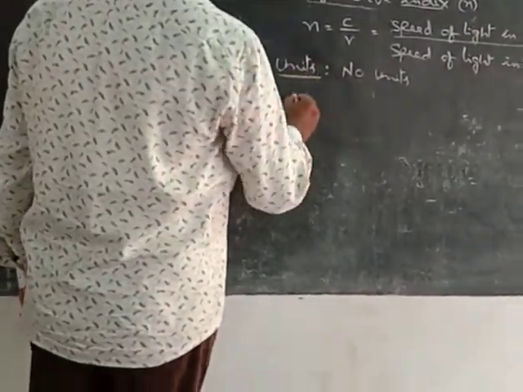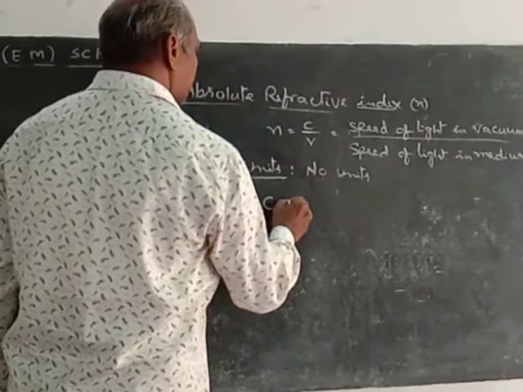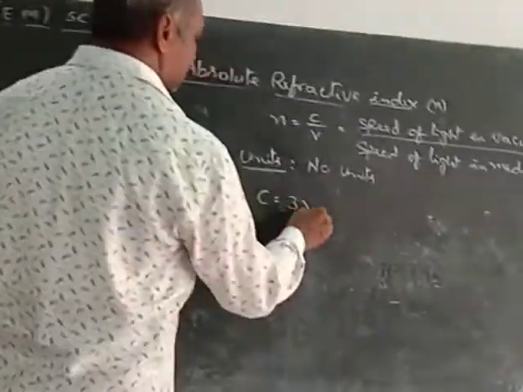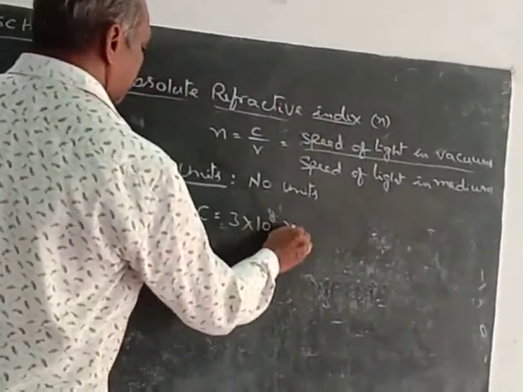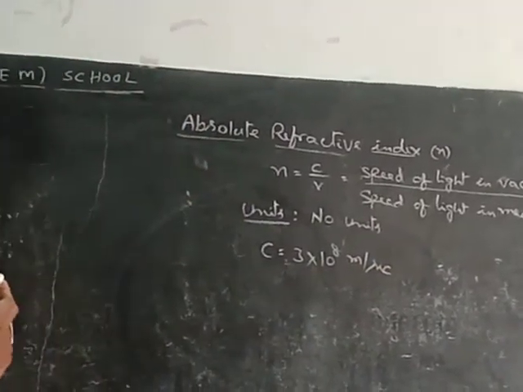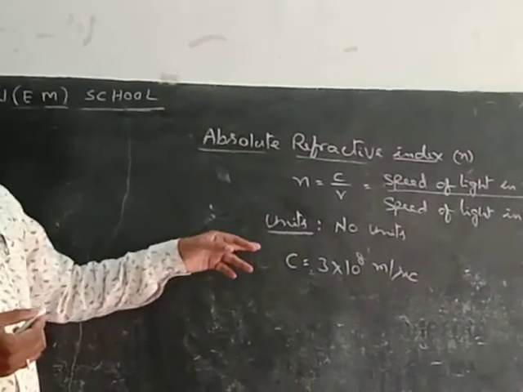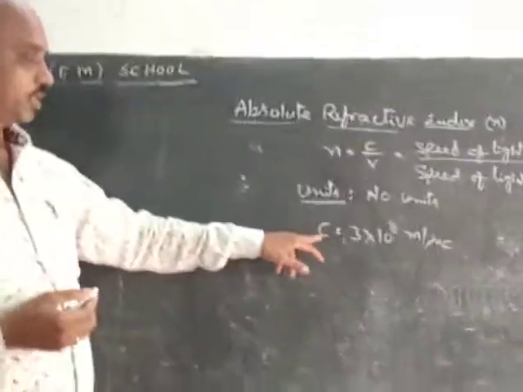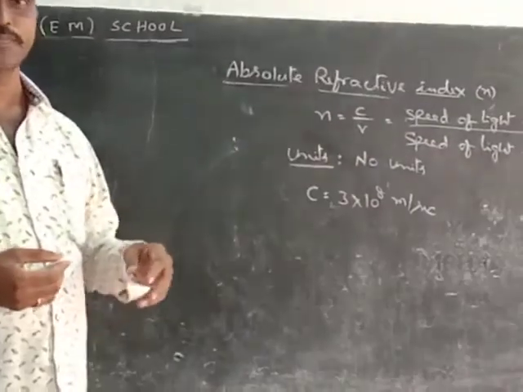And speed of light in vacuum or air, this value is taken as 3 into 10 power 8 meters per second. Sometimes the value of speed of light in vacuum or air is not given. At that time, directly you can write C is equal to 3 into 10 power 8 meters per second.